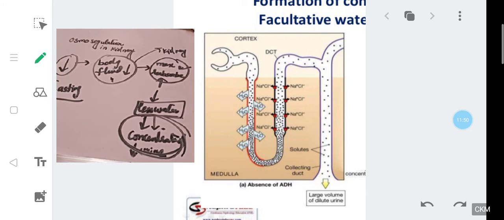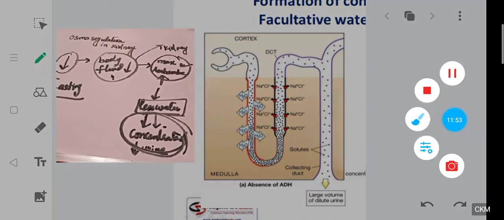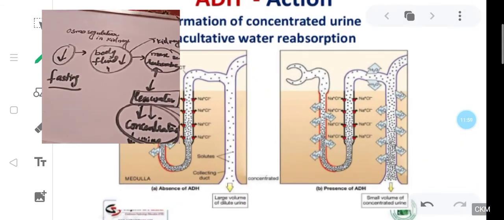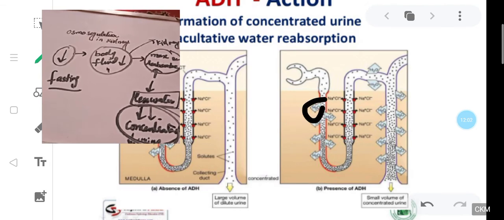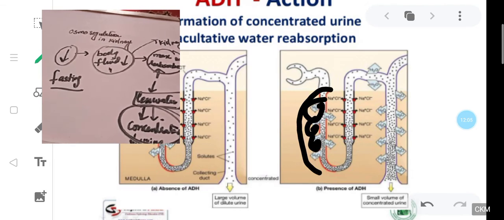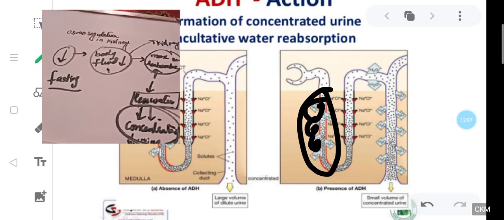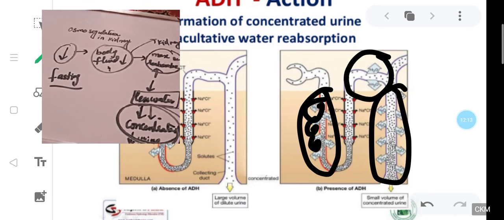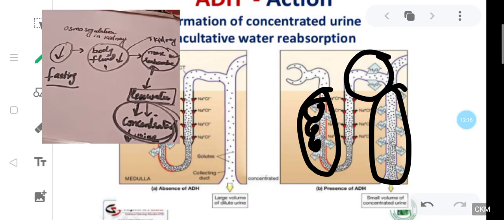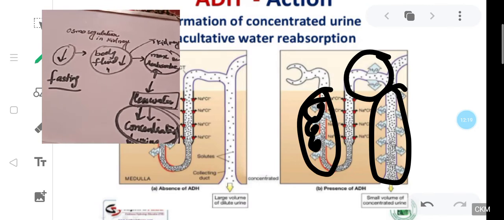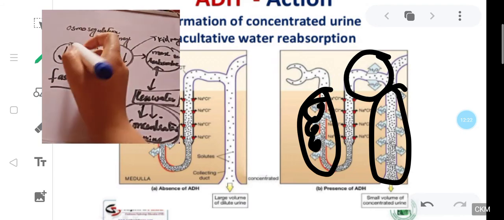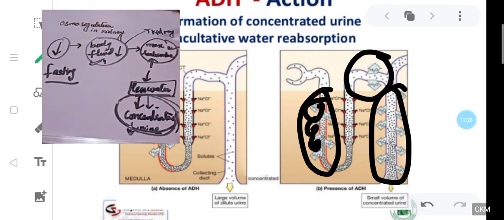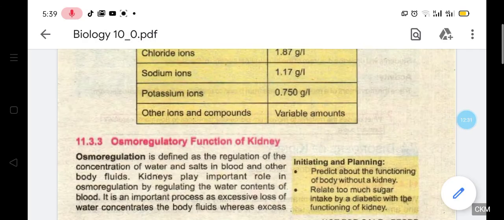But when the water concentration decreases in the body, then what will happen? In that case, the maximum water is reabsorbed. You can see in the descending loop of Henle, in the distal convoluted tubule, and even in the collecting duct, the maximum water is reabsorbed to maintain osmoregulation, to maintain the good amount of the water in the body fluid, which is required by the body. Is it clear to you? Hope you get that.